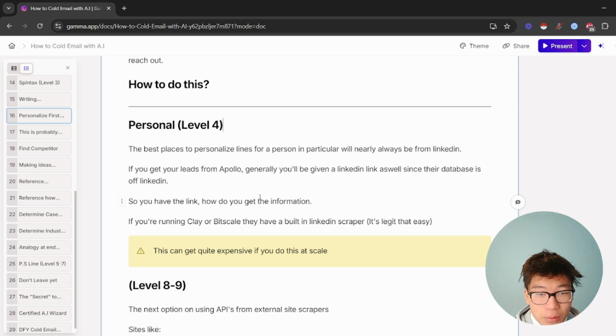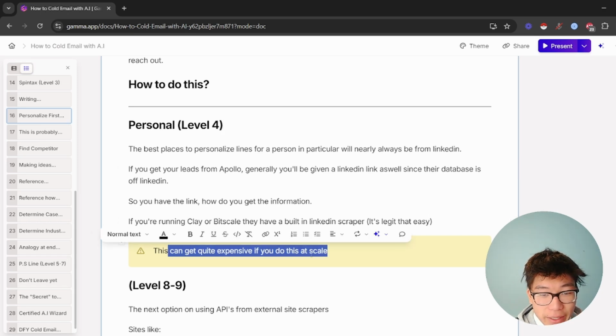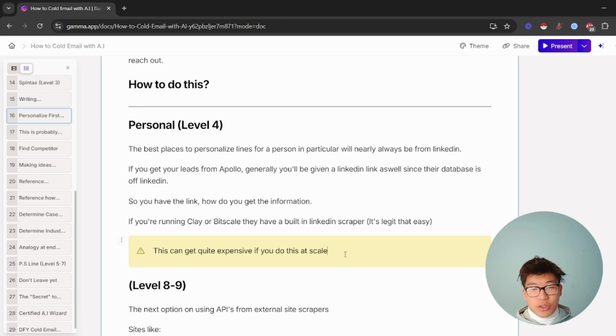And if you get your leads from Apollo, generally you'll be given a LinkedIn link as well, since their database is off LinkedIn. So you have the link. How do you get the information? If you're running Clay or Bitscale, they have a built-in LinkedIn scraper. It's legit that easy. It can get expensive, but the way it works is they go get the link, run some funny backend stuff with the code, and it scrapes it and now you have all the information. It's not that difficult.